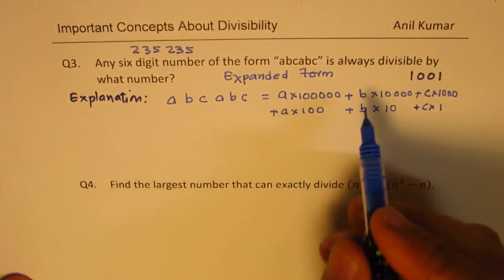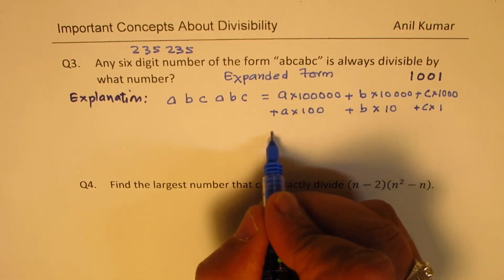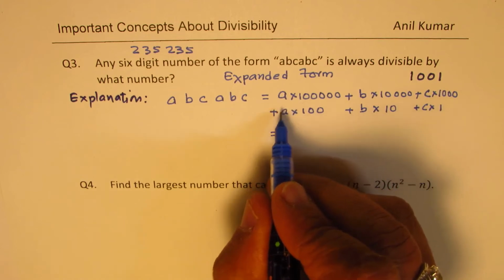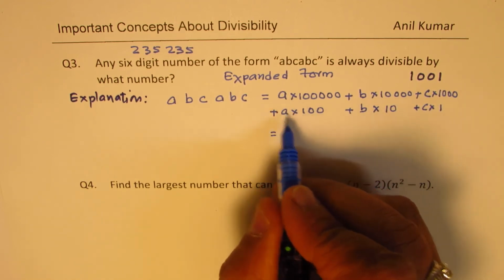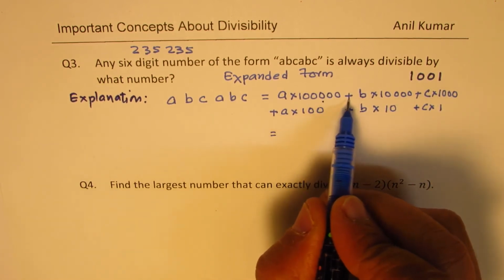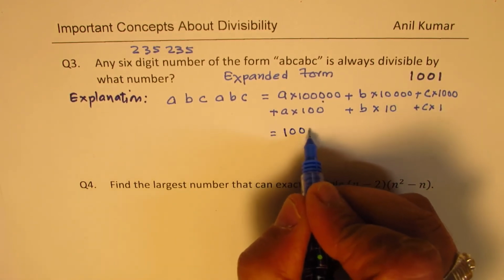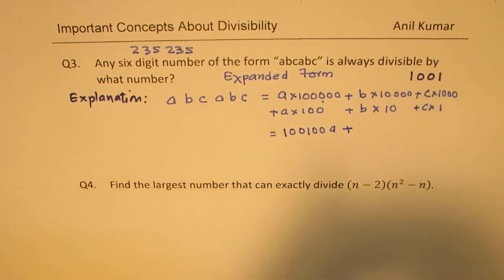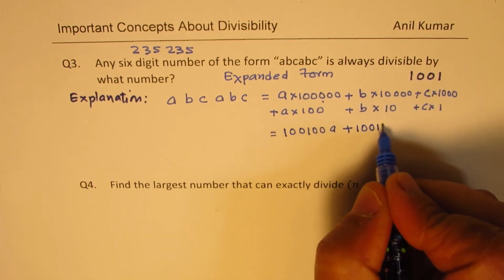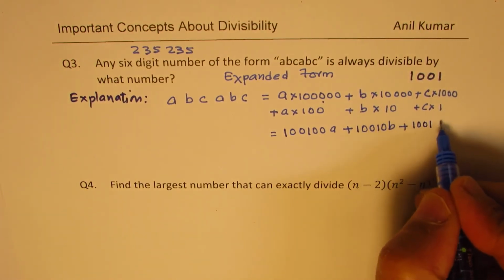Correct? So if I combine this, what do you get? So in this, adding the same type of numbers, like terms, we get this as A times 100000 plus 100. So that gives you 100100A plus. Here when you add 10, you get 10010B plus. When you add 1 to 1000, you get 1001C, correct?